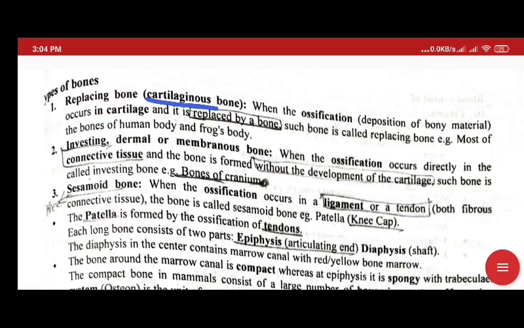Now here in dermal bone we have what? Connective tissue related bone. Now here ossification is based on what? Connective tissue. In connective tissue there is the ossification, there is the calcium deposited on what? On connective tissue.